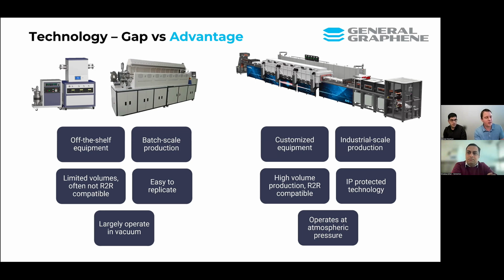What's important about that is that because of this, we can attach other downstream processes on our line, like coating systems that you can use to coat the graphene as a protective layer or as a final substrate.